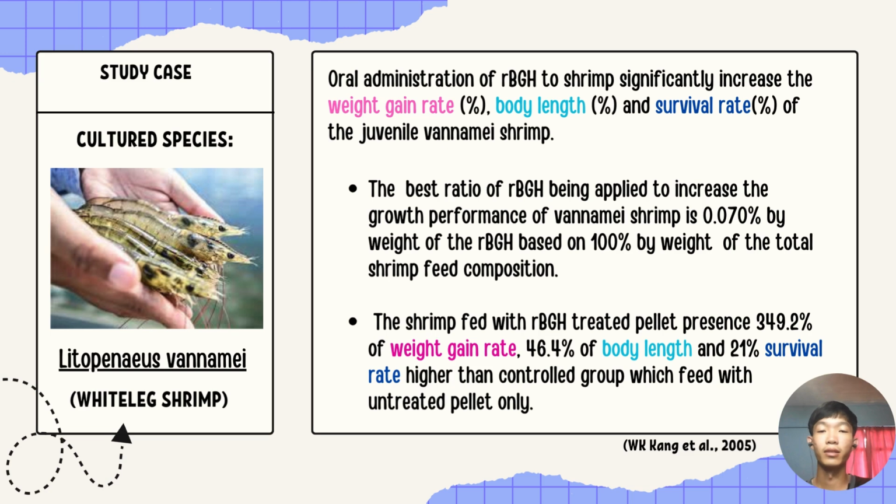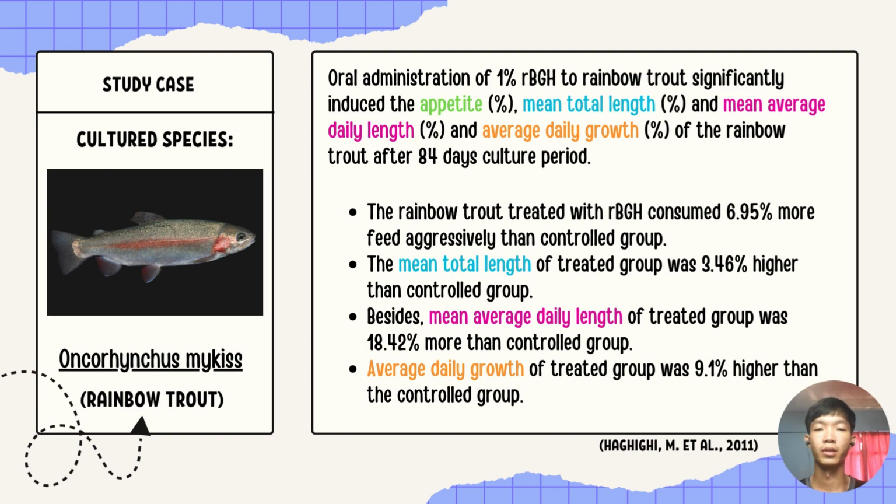This study case showed that the shrimp fed with recombinant bovine growth hormone treated pellets present 349.2% of weight gain rate, 46.4% of body length, and 21% of survival rate higher than the control group, which was fed with untreated pellets only.